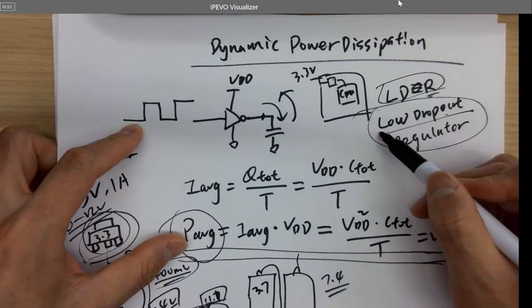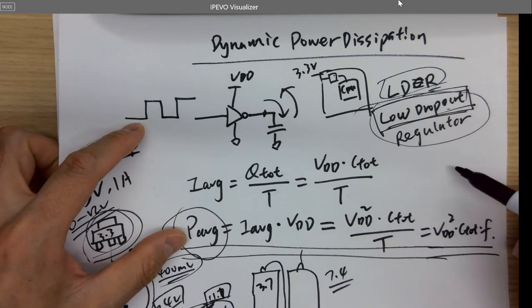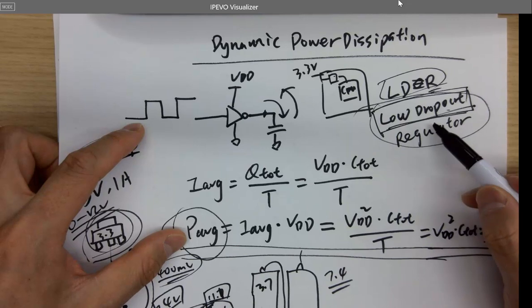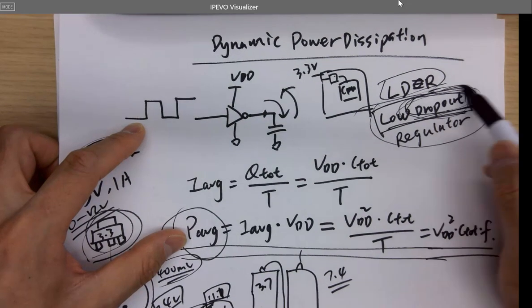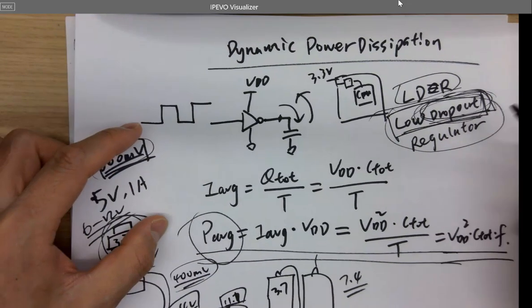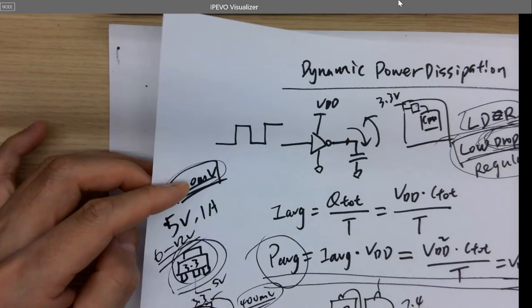Okay, so remember this term, low dropout voltage or dropout voltage. What is dropout voltage? It's not you drop out from the class or the college. Dropout voltage is a loss of the regulator.